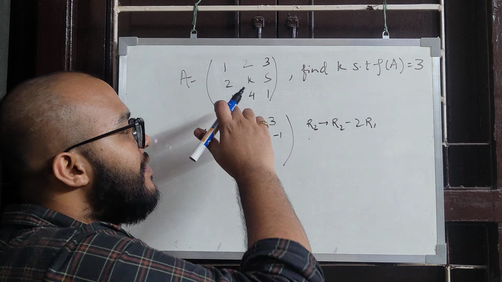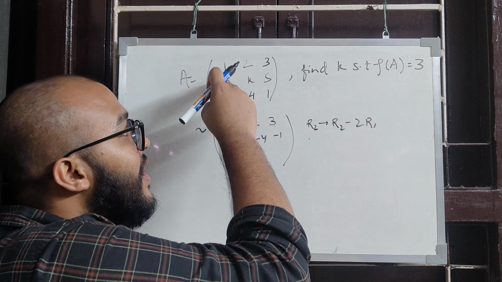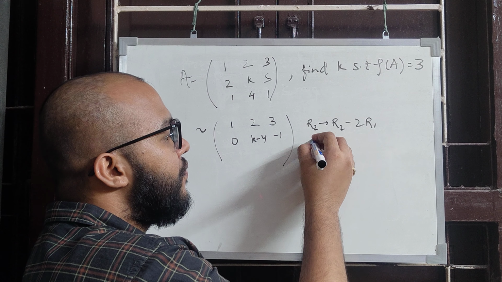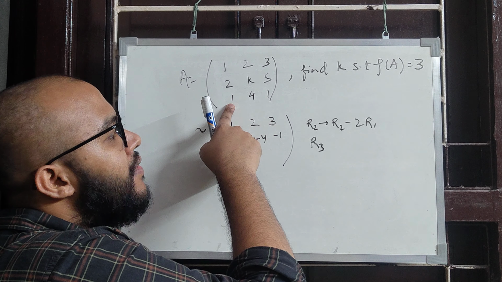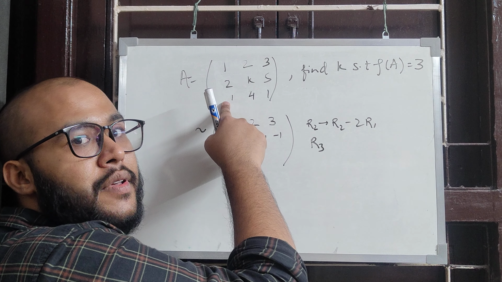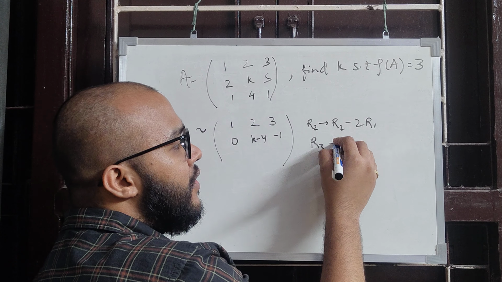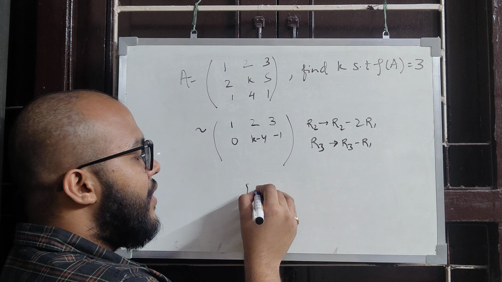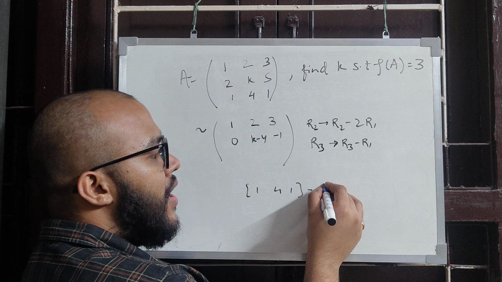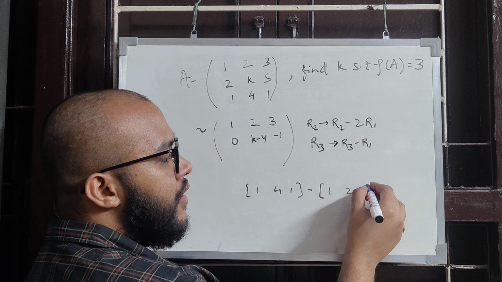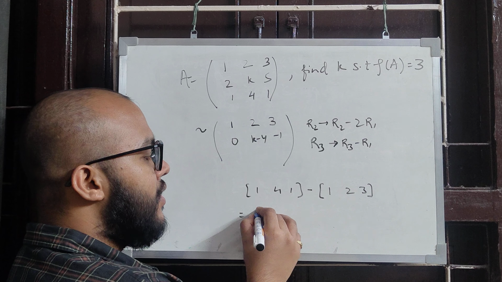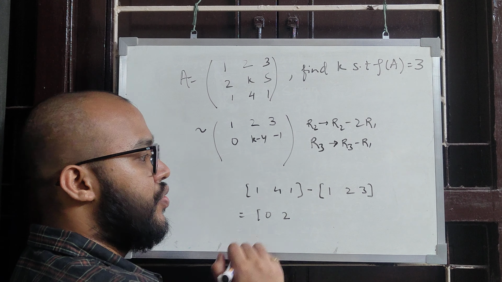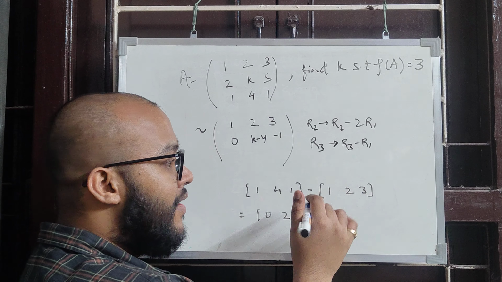Similarly, let's try to make this 0, because all the entries below that leading non-zero element should be 0. So how to make this 0? If you subtract row 3 by row 1, it will automatically become 0. So let's do that. What will happen? 1, 4 and 1 minus 1, 2 and 3. Let's subtract: 1 minus 1 is 0, 4 minus 2 is 2, and 1 minus 3 is minus 2.